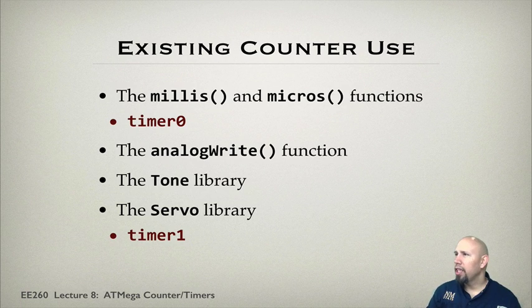We've already been using timers and counters quite a bit in our various exercises. The commands, for example, millis and micros, these functions use timers. In fact, they both use timer 0. The analogWrite function uses pulse width modulation. That uses a timer. The tone library we saw uses it, and the servo library also. So we've already been using timers and counters without really knowing what's going on behind them.